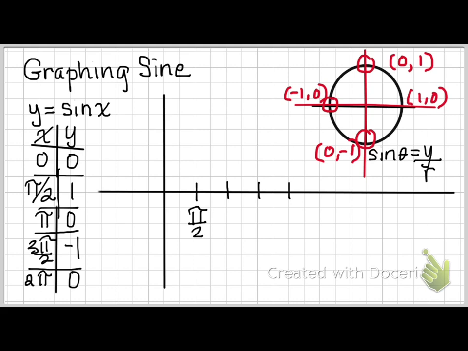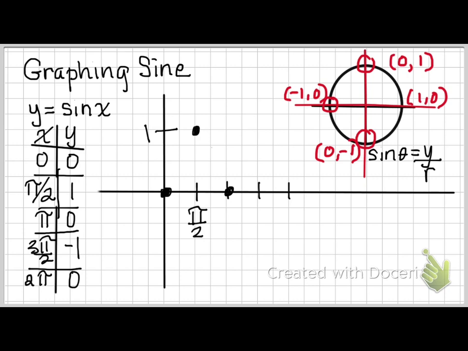Now let's plot the points that we have on an xy axis. I've got point 0, 0. I'll put the 1, say, here. So the first point is 0, 0. The second point is pi over 2, 1. And then my third point is pi, 0.